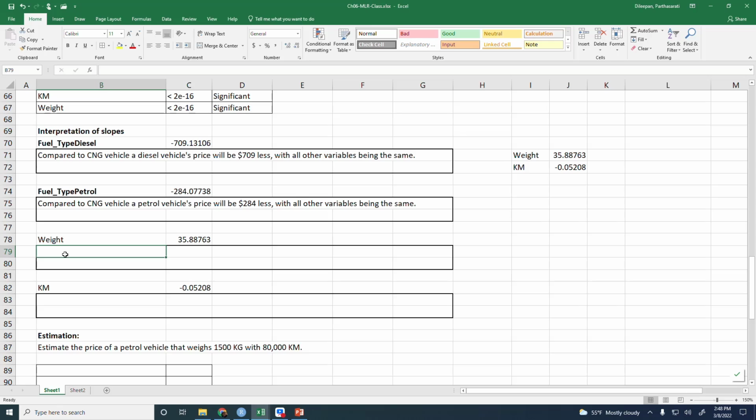Okay, you remember this is European data set. So if weight goes up by 1 kilogram, what happens to price for this data set? Price goes up by $35, because it's a positive value. I don't know why it's not euros, but it's in dollars.